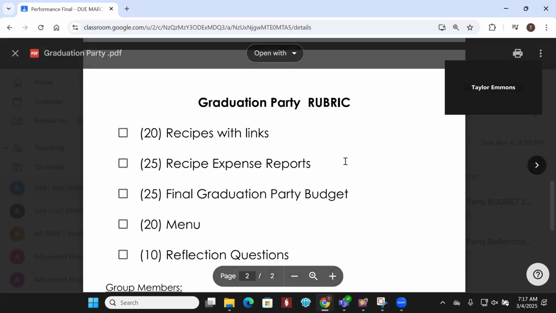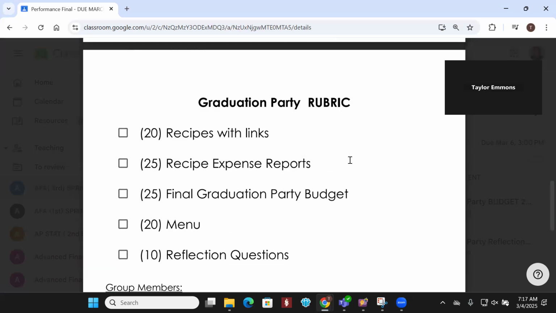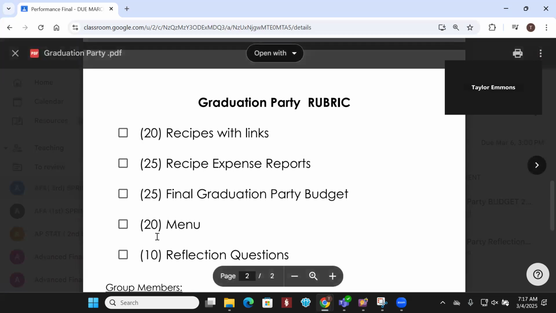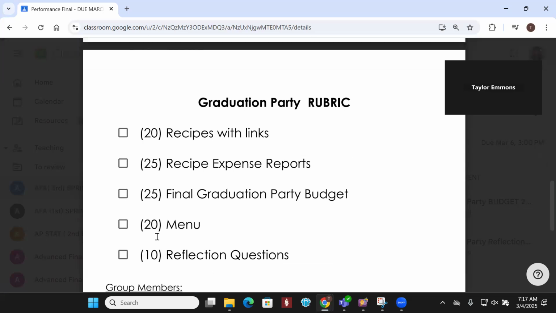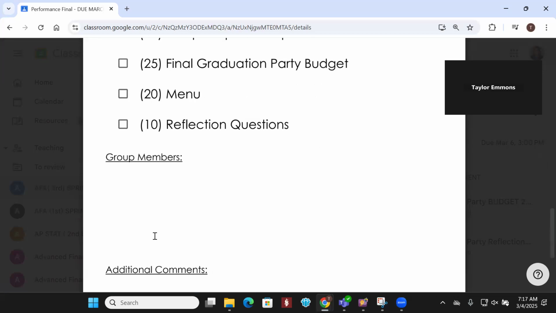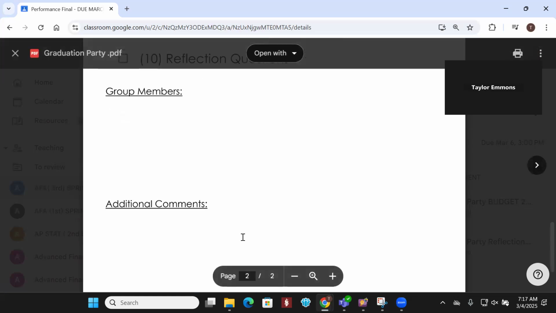Okay. This is how you're graded. So this is how much each thing is worth. So if you don't turn in your menu, automatically 20 points. So you can only get an 80 if you got everything else perfect. Okay. And then you'll tell me who your group members are and you'll tell me any additional comments.